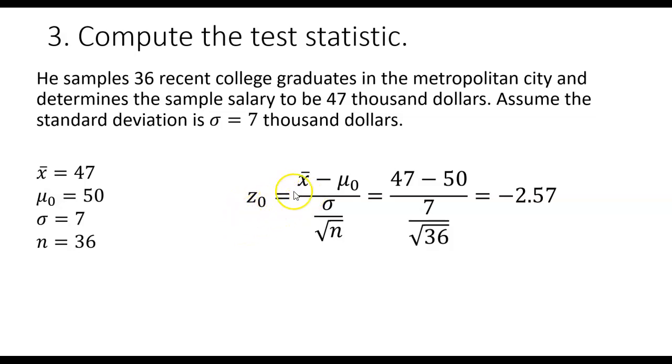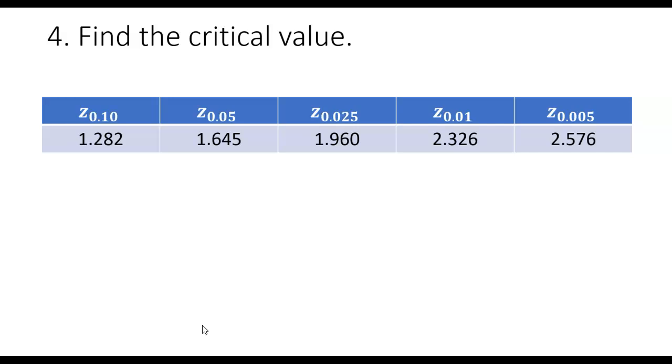So we have our z sub 0 equals x bar minus mu sub 0 divided by sigma divided by the square root of n. We plug in our values appropriately. Use parentheses in your calculator. Make sure you're following the order of operations. And we end up with our test statistic of negative 2.57. So with the critical value method, we are going to compare that test statistic to our critical value. So step number 4, find that critical value.